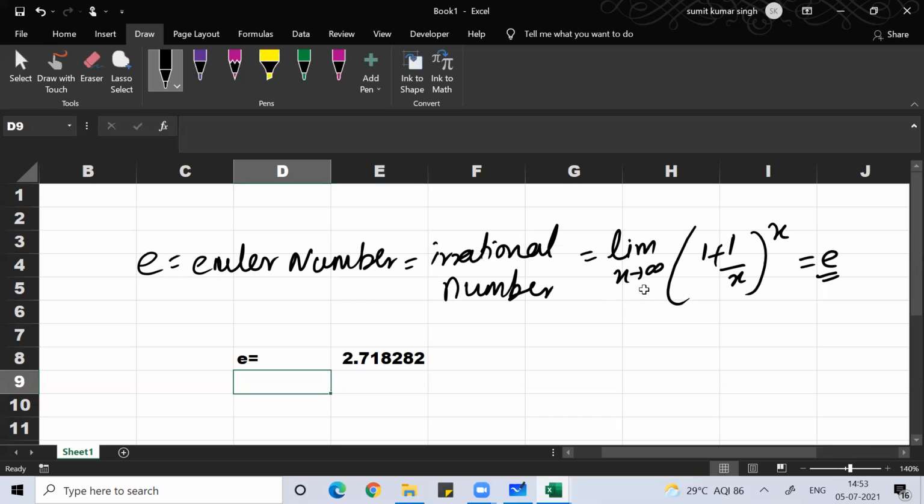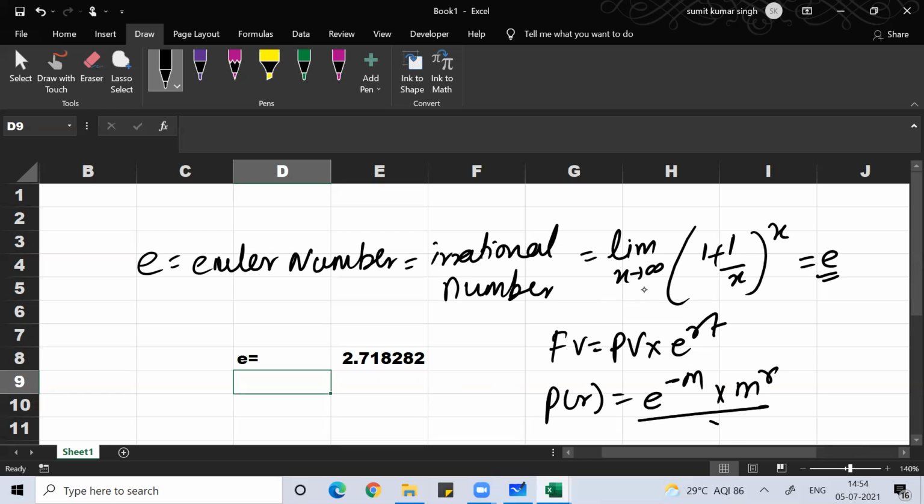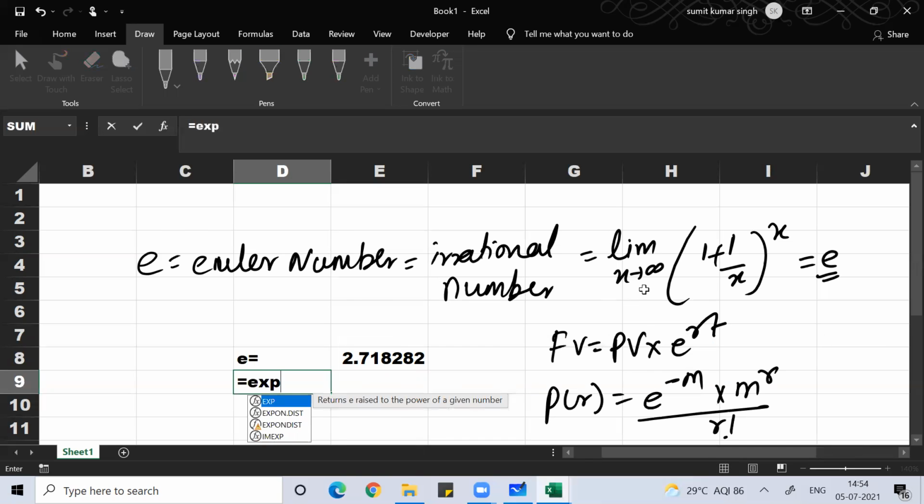Normally when we write a formula like e to the power rt, like the continuous compounding formula, future value is equal to present value into e to the power rt. Or in the Poisson distribution, the formula is e to the power minus m into m to the power r by r factorial. Here, in Excel or a scientific calculator, the power sign takes brackets, so e to the power minus m. In Excel, you have to do it like this.